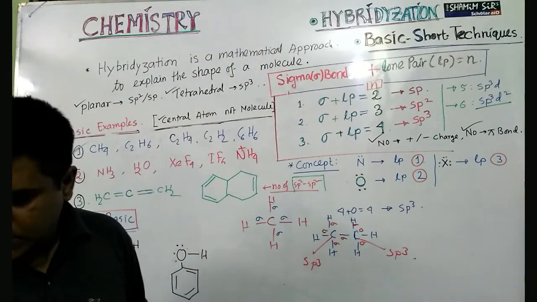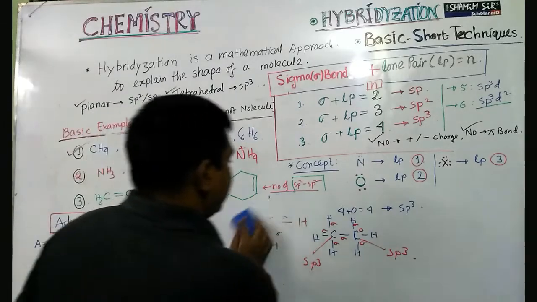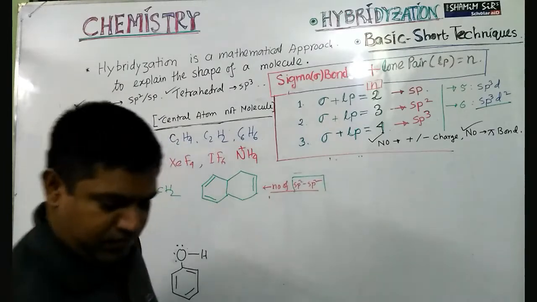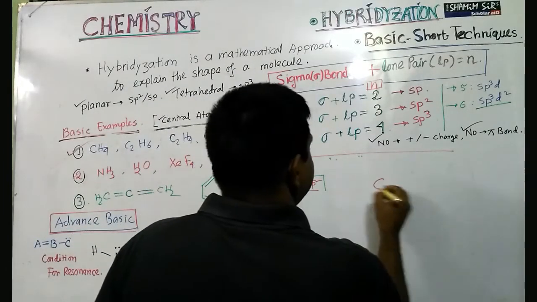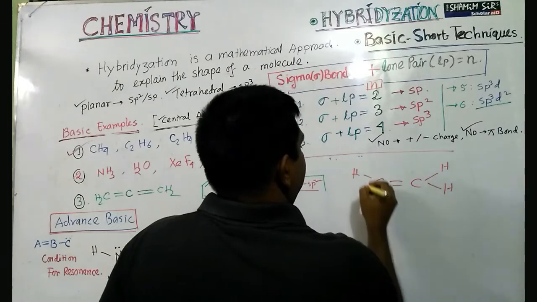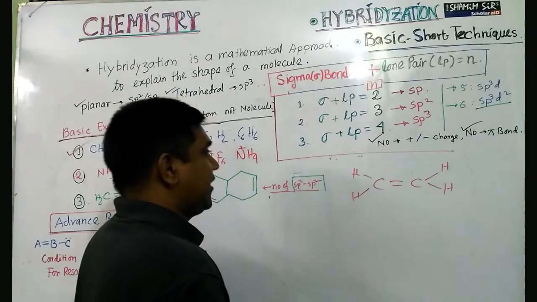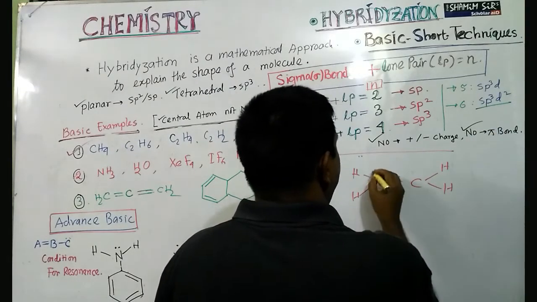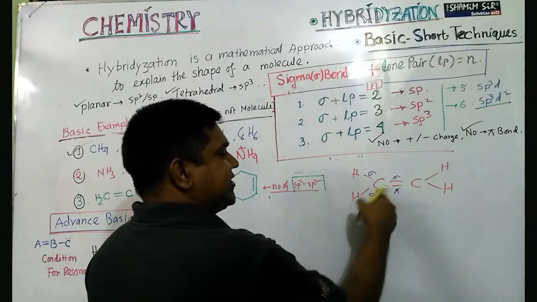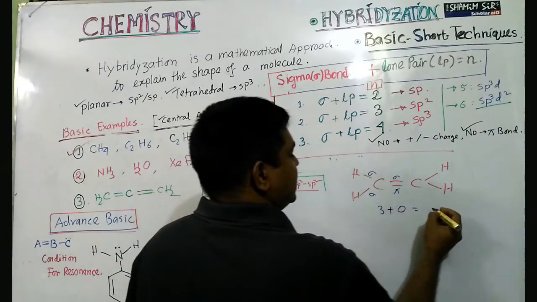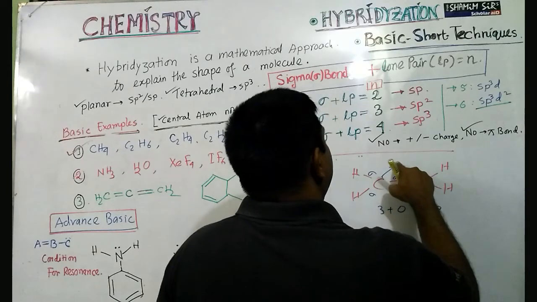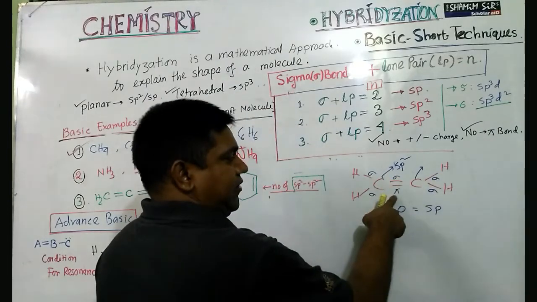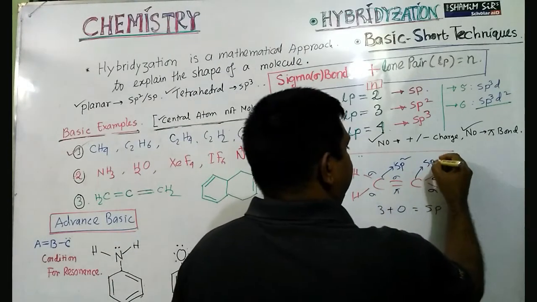Ethylene or ethene, we can also perform its hybridization. We all know that in ethylene there is a double bond, meaning 1 sigma and 1 pi bond, and we have said earlier that pi bond will not be considered, so we must consider only sigma bonds. In this carbon, 3 sigma bonds, no lone pair, so sp2. Similarly, this carbon has 3 sigma bonds and pi bond will not be considered, so it's also sp2.